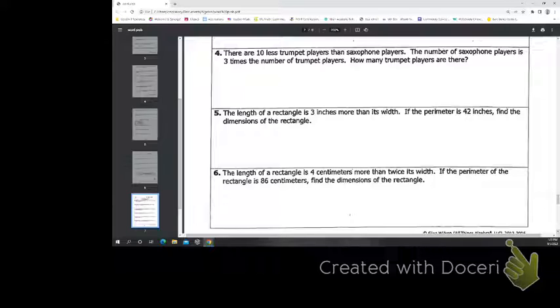So it says there are 10 less trumpet players than saxophone players, and the number of saxophone players is 3 times the trumpet players. So which one is a smaller number, trumpets or sax? Trumpets, right? There are fewer trumpet players. So I'm going to let X be my trumpet players.